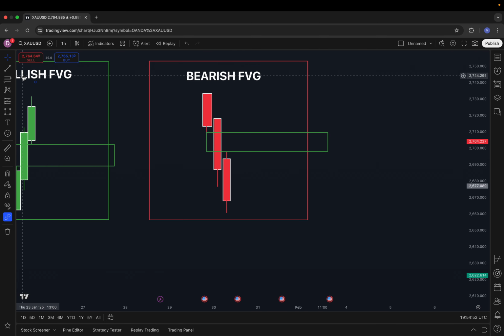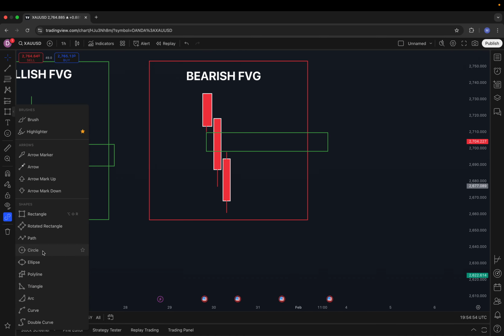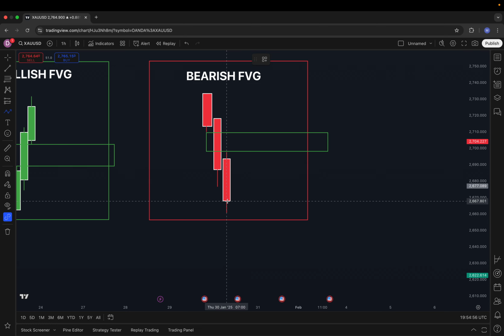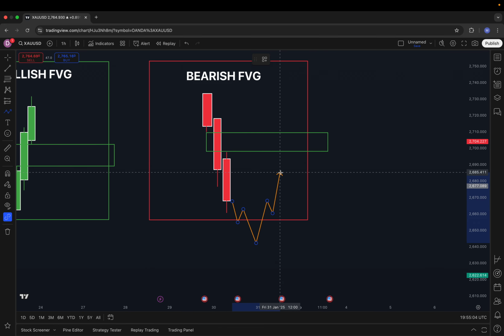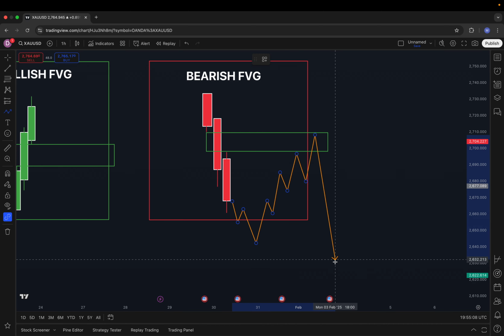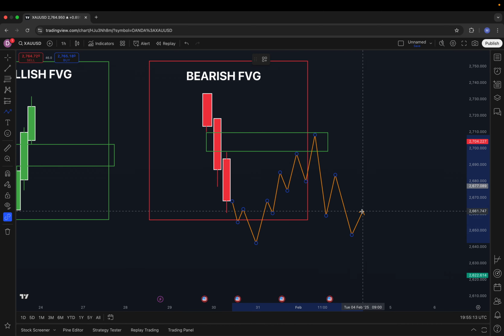So I'll give you an example quickly. This is our candle closure, obviously. We closed right here. So let's say price moves down like this, goes up just like this, and then price would essentially come back down, making lower lows and lower highs.